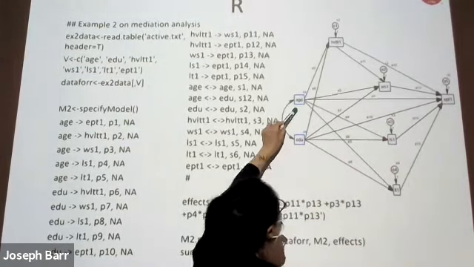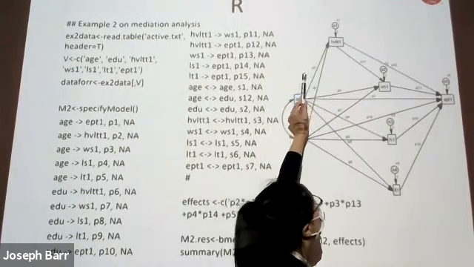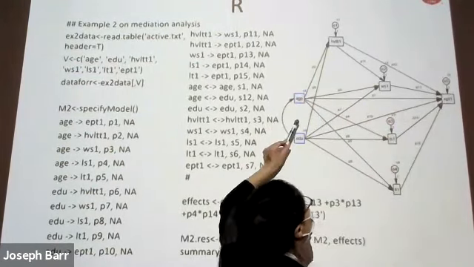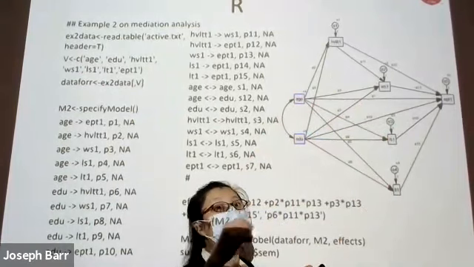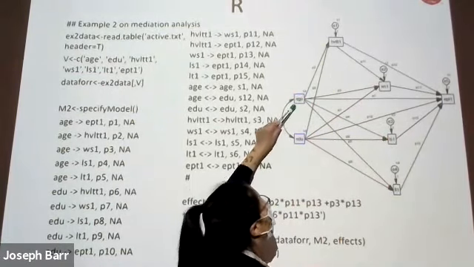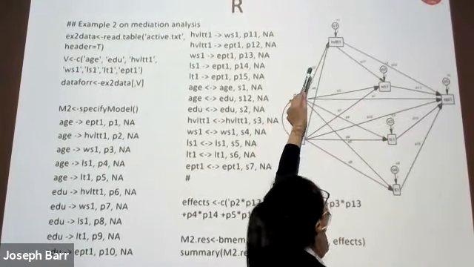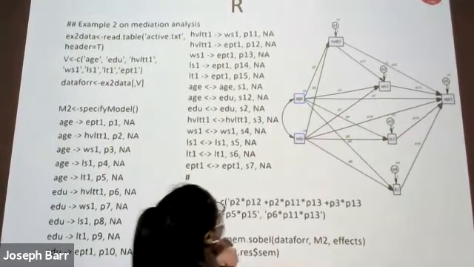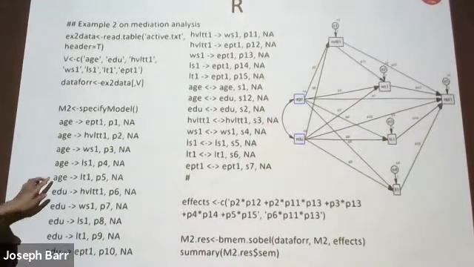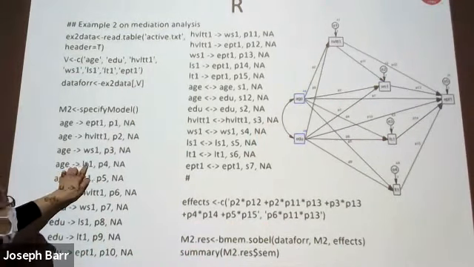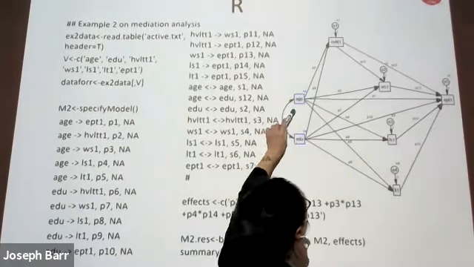So from H to HVLTT1 and then go to EPT. This is one part of the mediation or indirect effects. I would like to know this path. This is P2, okay. And also we have P3, for example, what's P3? From H to WS1.